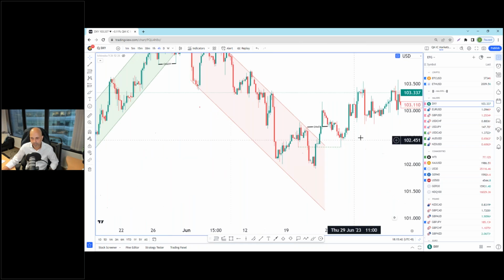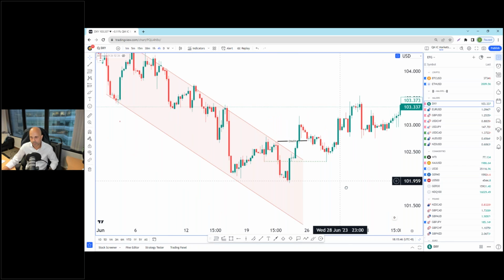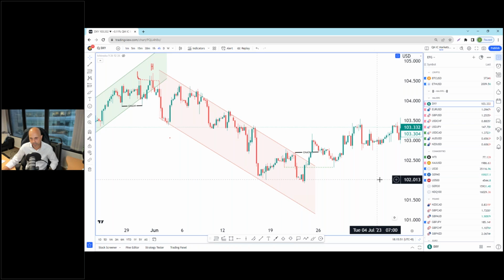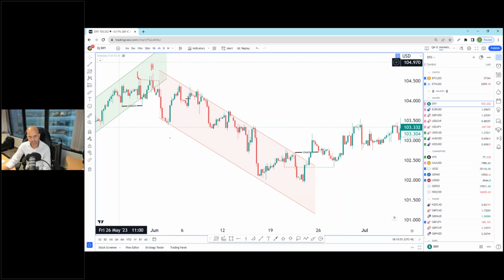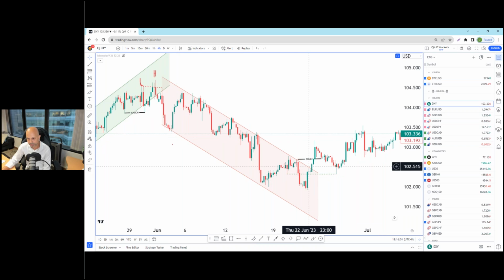Okay, so this was the other example. I'm just zooming in here so that it's easier to appreciate and visualize. You can see price is clearly in a bearish channel, making a series of lower highs and lower lows. As price breaks above the upper trend line of the bearish channel, and also breaks above the previous high, we have a confirmation of the change of character.